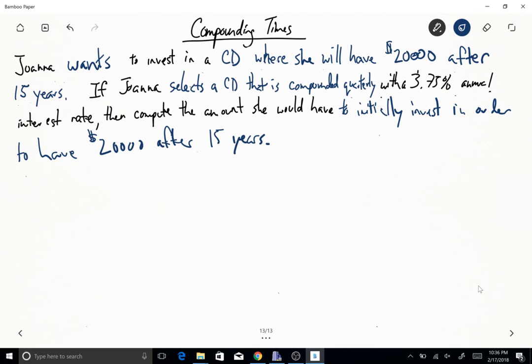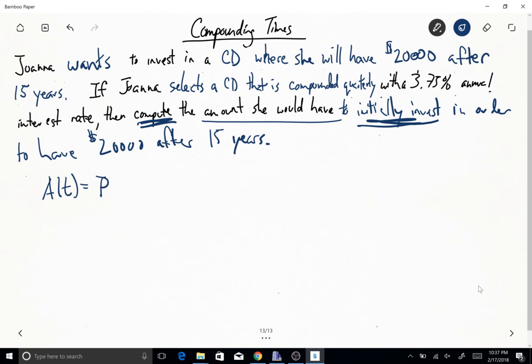So what's the dead giveaway? Well, it's kind of the ringer to tell you that you're looking for the principal. Compute, or find, or determine, the amount she would have to initially invest. Okay, saying we're looking for initial investment. So that means when we have that formula, A of t equals P times 1 plus r over n raised to the nt, we're looking for this P value. Okay, so we have A of t. The final amount that we're looking for is $20,000.